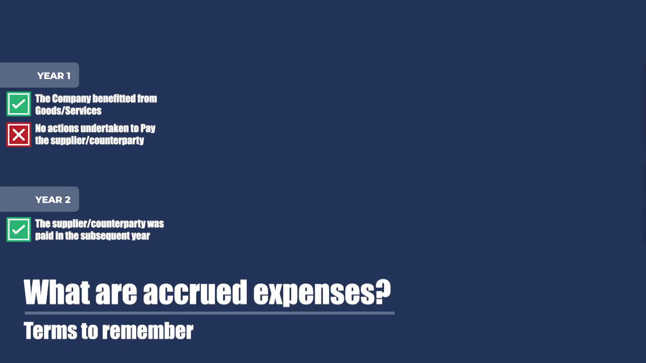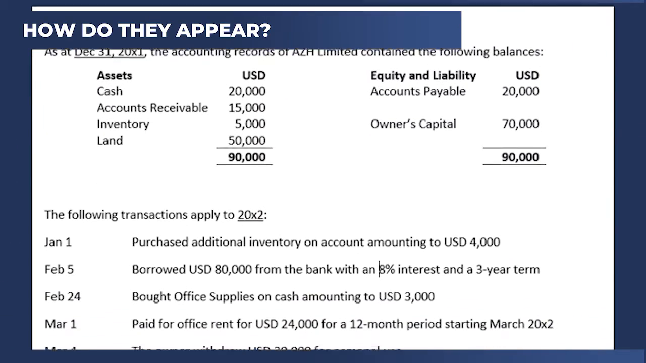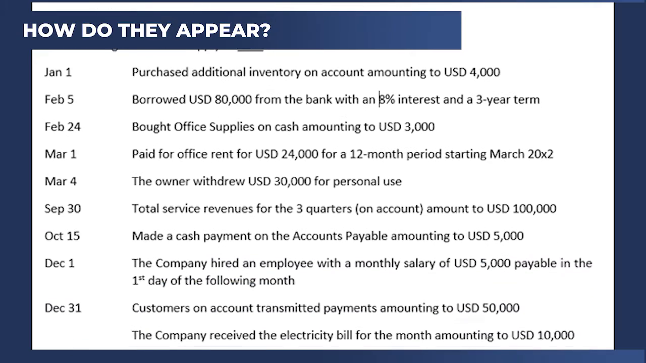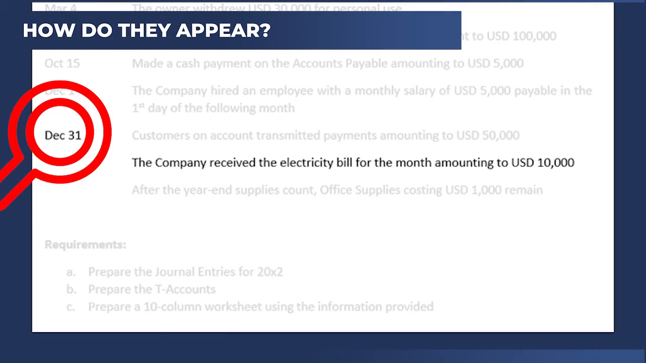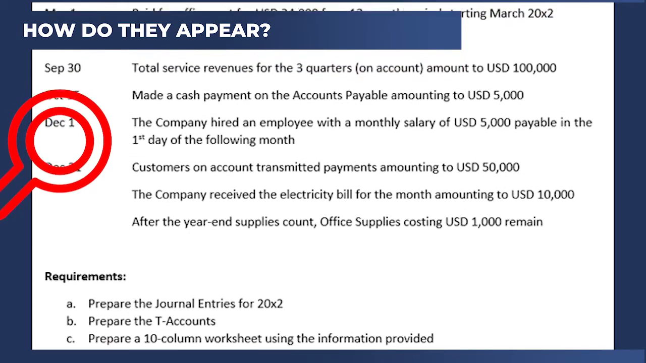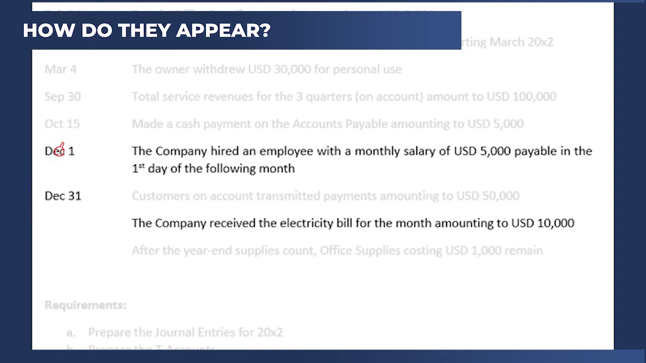Because these are unpaid items, you will be faced with some cleverly worded transactions in your accounting problems. If you're a student doing basic accounting, like the company received the electricity bill for the month amounting to 10,000, or the company hired an employee with a monthly salary of 5,000 payable on the first day of the following month. These are all examples of expenses that may be construed as not relevant since the company did not do anything to pay them yet.